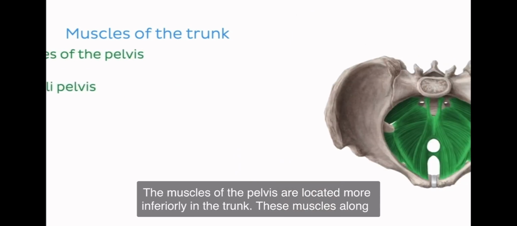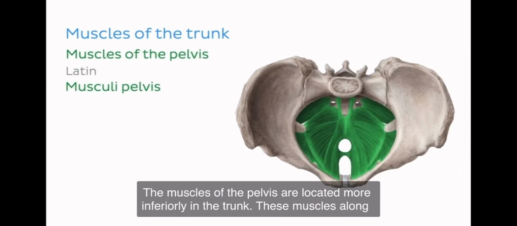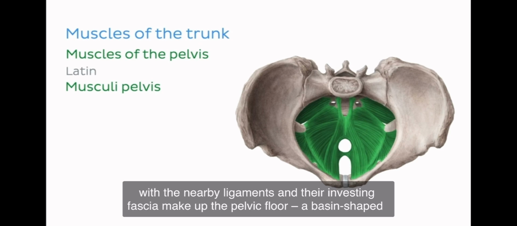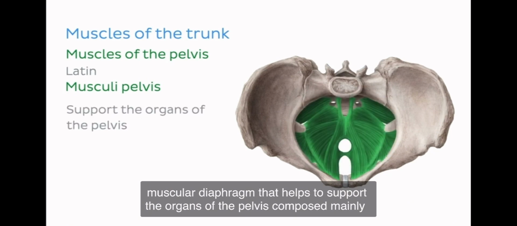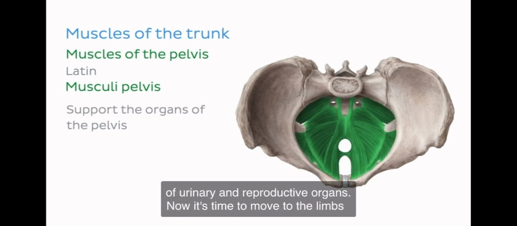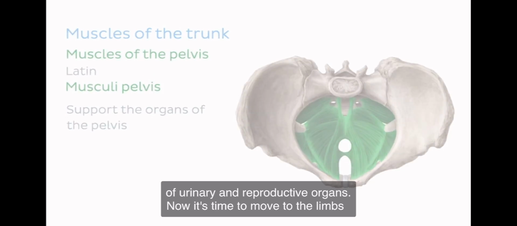The muscles of the pelvis are located more inferiorly in the trunk. These muscles, along with the nearby ligaments and their investing fascia, make up the pelvic floor, a basin-shaped muscular diaphragm that helps to support the organs of the pelvis, composed mainly of urinary and reproductive organs.